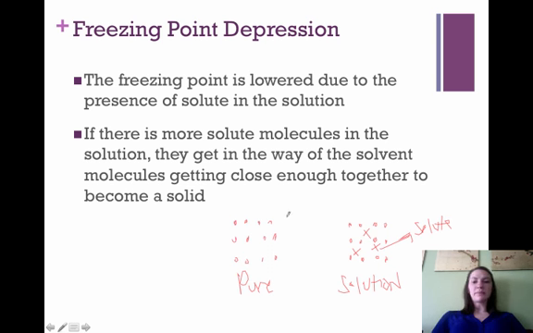If I'm looking at this pure substance, these molecules are going to be able to get nice and close together when I lower the temperature. However, these ones aren't going to be able to get as close because they have these solute particles in the way. So it's going to take a much lower temperature to get these 12 particles close enough together to become a solid. That's the difference with freezing point depression. You need a much lower temperature, which is good for us. This is what we use on the roads when it's snowy out, okay?